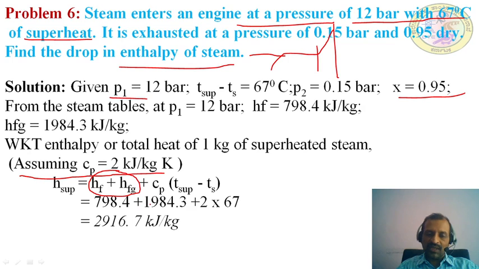So 798.4 plus 1984.3 plus 2 into 67. This will give you 2916.7 kilojoules per kg. So this is the amount of heat required to convert the water from 0 degrees Celsius to the 67 degrees Celsius superheat. So this is the amount of heat required.